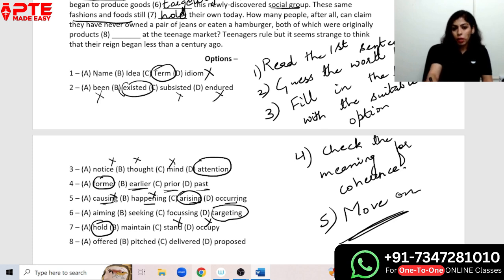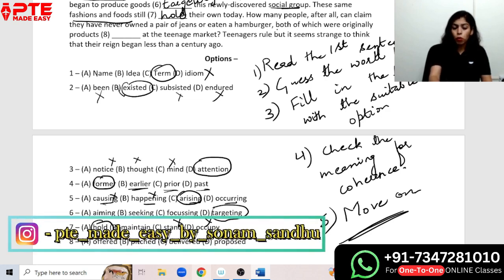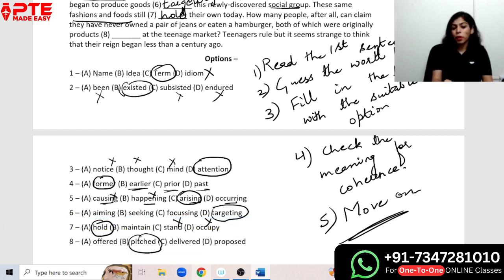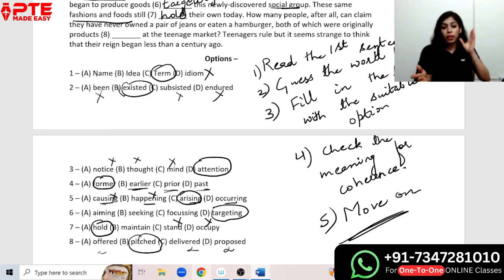Now coming to the last question: how many people after all can claim they have never owned a pair of jeans or eaten a hamburger, both of which were originally products dash at the teenage market. So what? Originally the products pitched at the teenage market. Offered? No. Delivered? No. Proposed? No. They were pitched at the teenage markets.